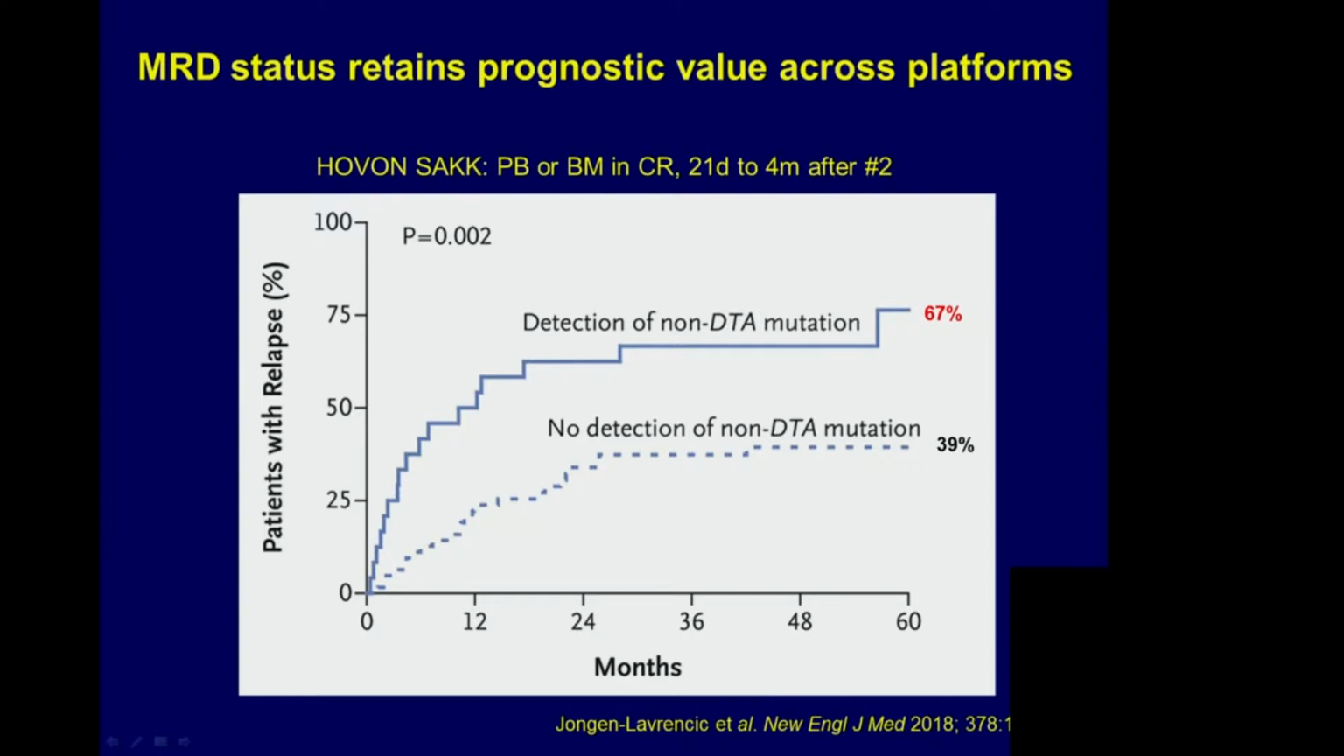whether they could detect any of the mutations seen at diagnosis in follow-up bone marrow samples. And when they excluded mutations that were associated with non-malignant clonal hematopoiesis, or CHIP, so these are mutations in DNMT3A, TET2, and ASXL1, when they subtracted these mutations from the analysis, any other mutation remaining after treatment was associated with a markedly higher risk of relapse.